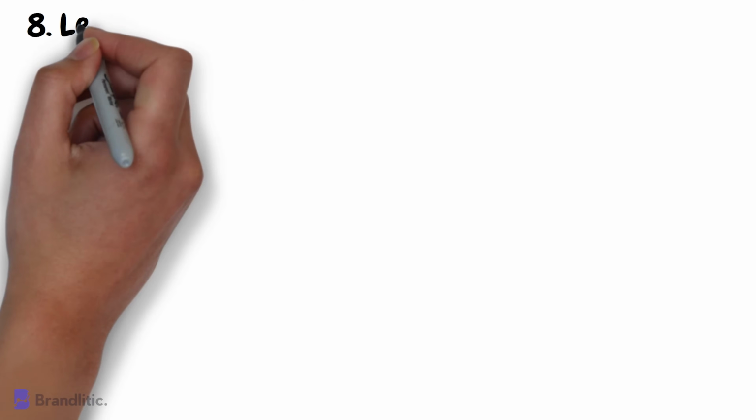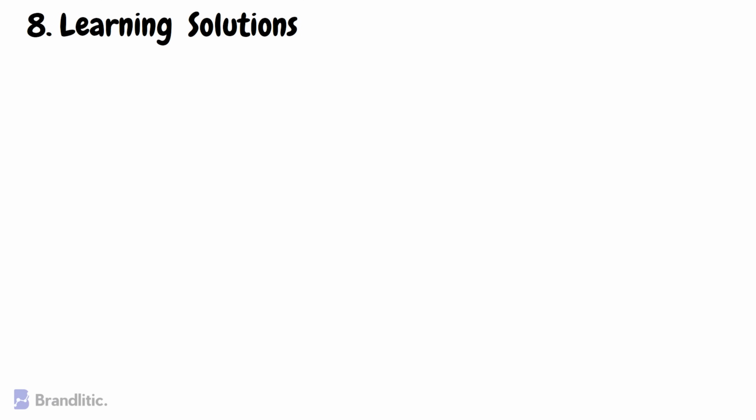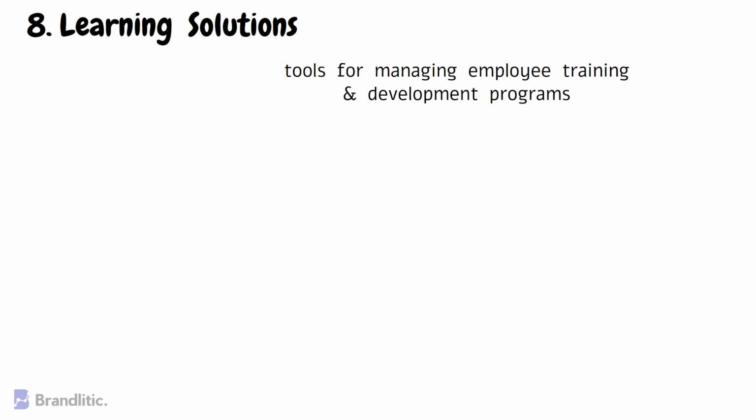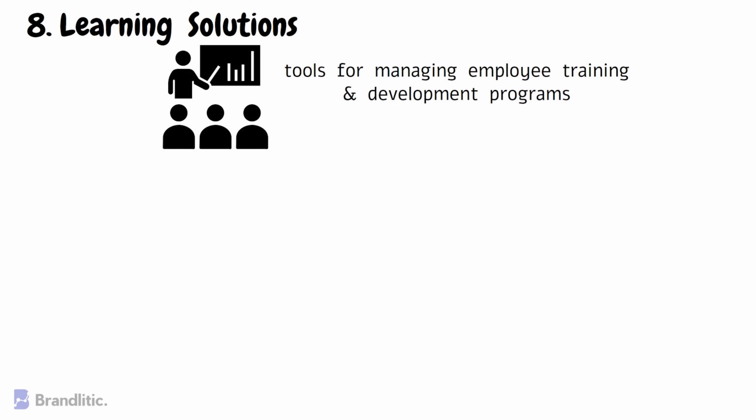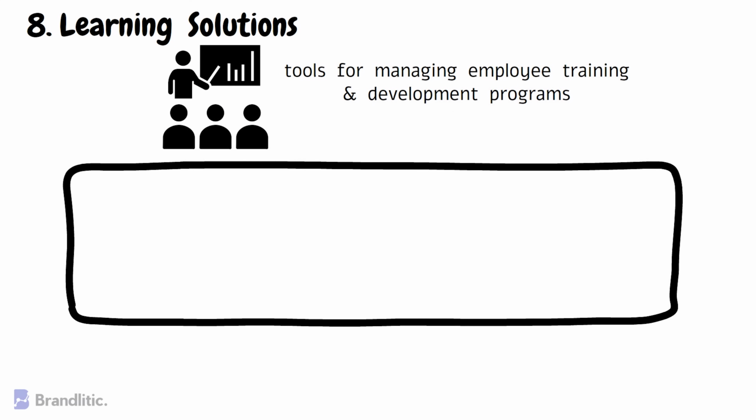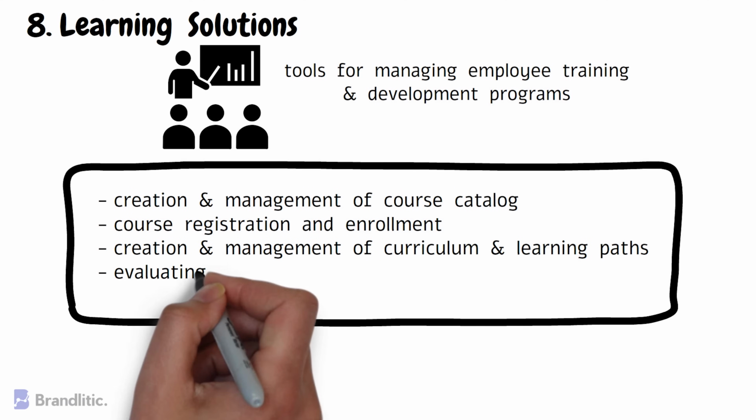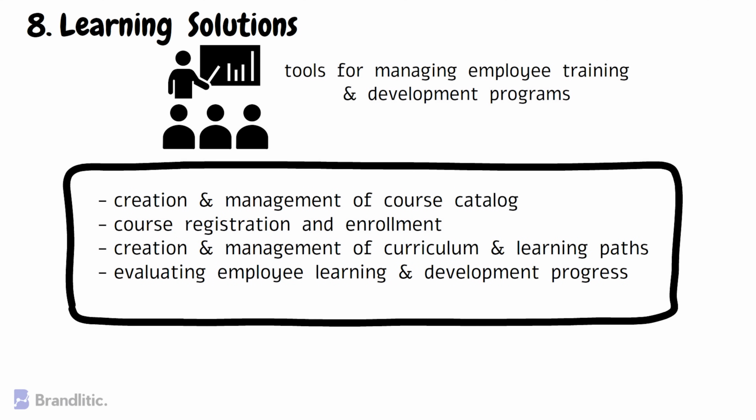Next, number 8, Learning Solutions. Now, the Learning Solutions submodule in SAP HCM provides tools for managing employee training and development programs. The key features of this submodule are as follows. It allows us to create and manage a catalog of training courses available to employees, course registration and enrollment, creation and management of training curriculum and learning paths for employees, and finally, evaluating employee learning and development progress.